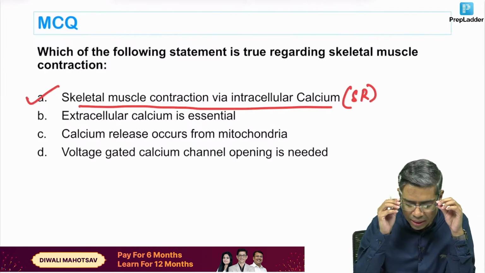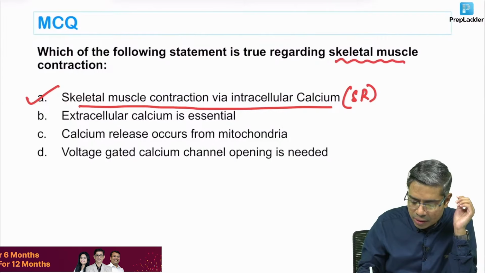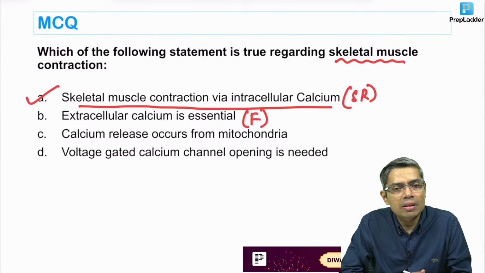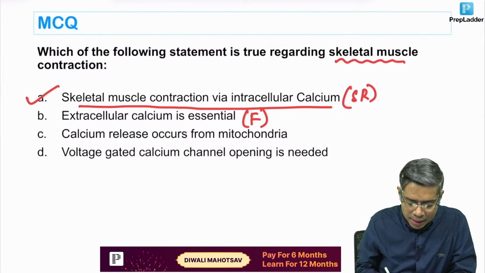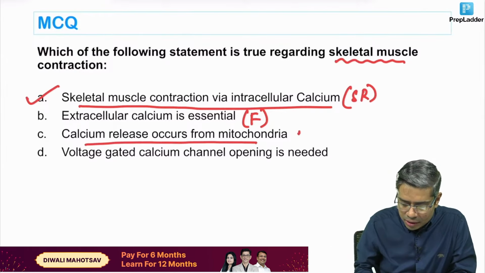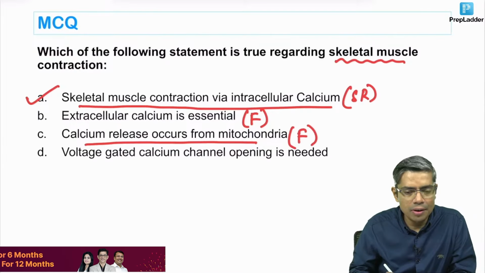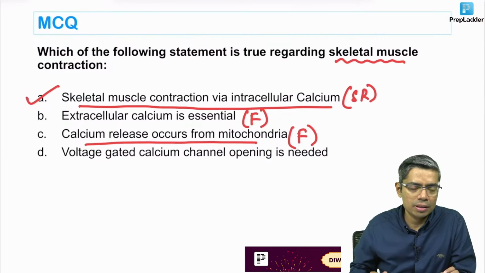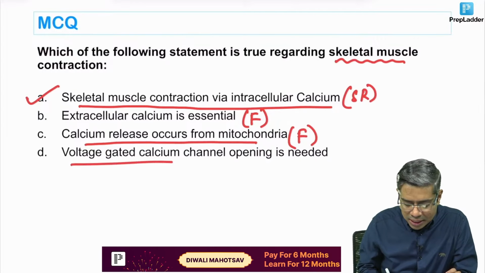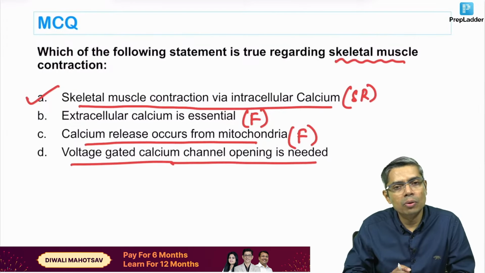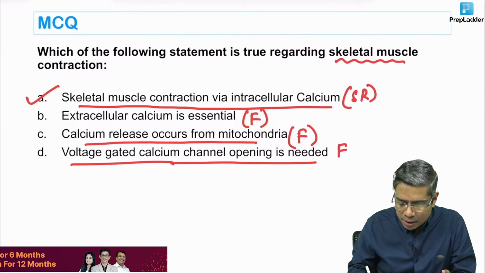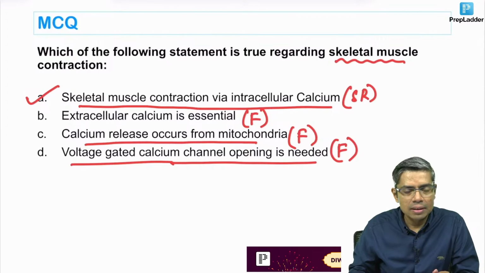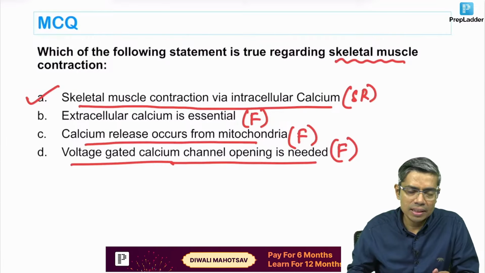Okay, extracellular calcium is essential for skeletal muscle contraction. This is false. Extracellular calcium is essential for which muscle contraction? Cardiac muscle. Okay, calcium release occurs from mitochondria. This is not required for normal skeletal muscle contraction, although mitochondria can store calcium, but that is not required for muscle contraction in skeletal muscle. Voltage gated calcium channel opening is needed. Opening is not needed because the calcium channel which is present in the T tubule is known as the DHPR channel, that mechanically interacts with the RYR channel in case of skeletal muscle.